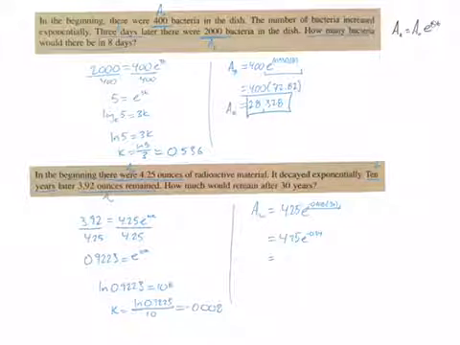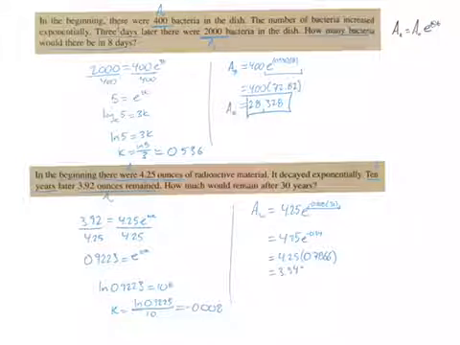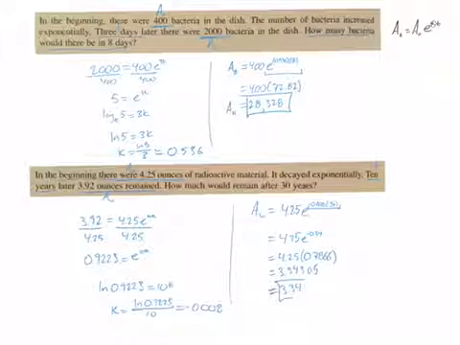Plugging this in my calculator, you get 4.25 times 0.7866. That's an approximation. You multiply that by 4.25, you get 3.34305. So we'll just say approximately 3.34. So after 30 years, there'll be approximately that many ounces of radioactive material left.